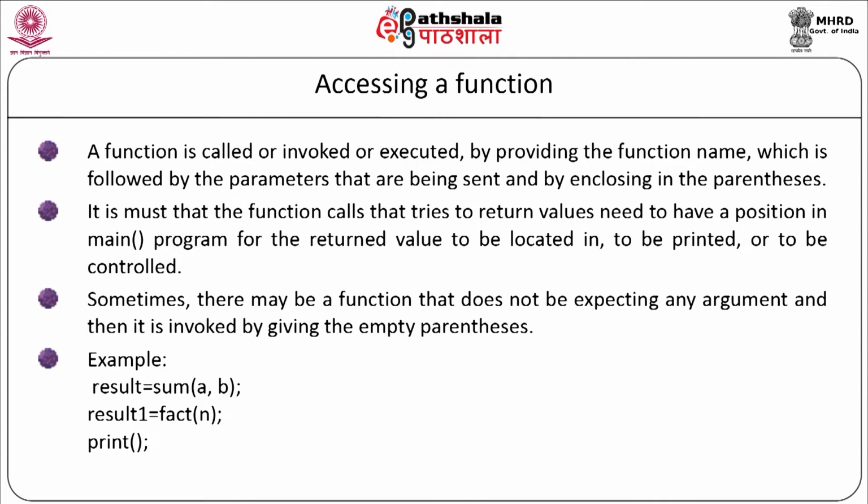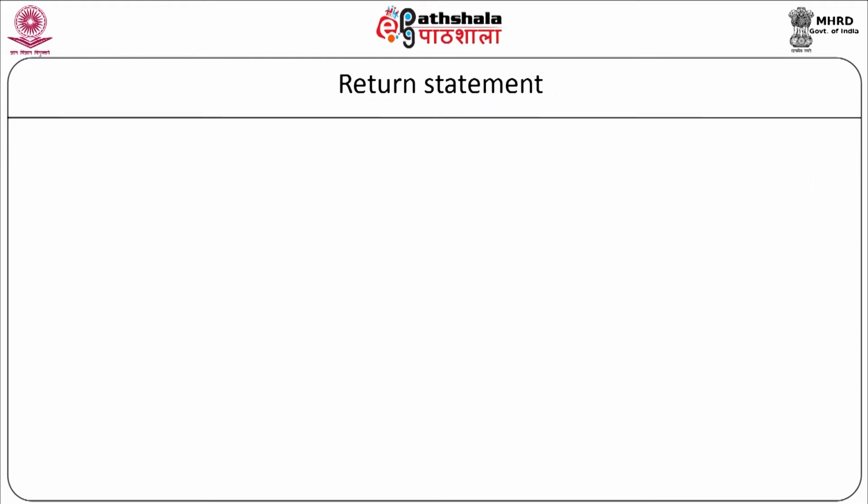Here sum is the name of the function, a and b are the parameters, and the return value of this particular sum function will be stored into the variable result. Second is result1 = fact(n); n is passed as a parameter to the function fact and the return value will be stored into result1. The next is print(); This print function does not return anything and it does not accept any parameters, so our parameter list is empty.